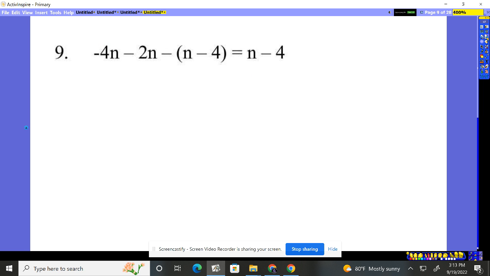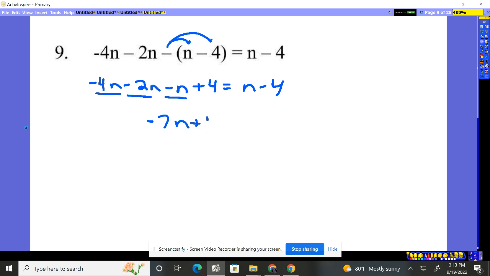Number 9. Well, I need to distribute this negative sign through. So I have negative 4n minus 2n. Negative n minus a negative 4 changes to a plus 4 equals the n minus 4. Now, clean this up before we start moving pieces. So lose 4, lose 2. You've lost 6, lose 1 more. I've lost 7 plus 4 equals n minus 4.